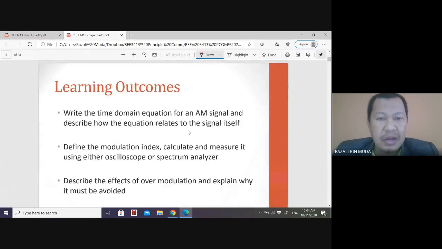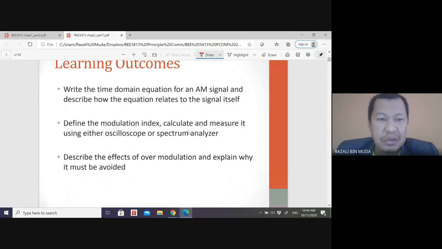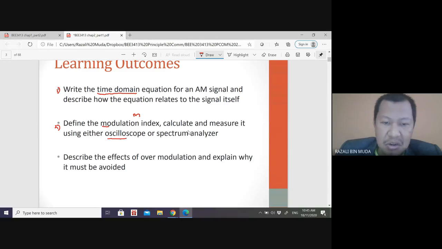Okay, next. The learning outcomes. At the end of this topic, the student should understand and be able to, first, write the equation of AM, the time domain equation, and describe how the equation relates to the signal. Number 2, define the modulation index, M, the index. Calculate and measure using oscilloscope and spectrum analyzer. So yang ni kita teori sajalah, tak ada practical.